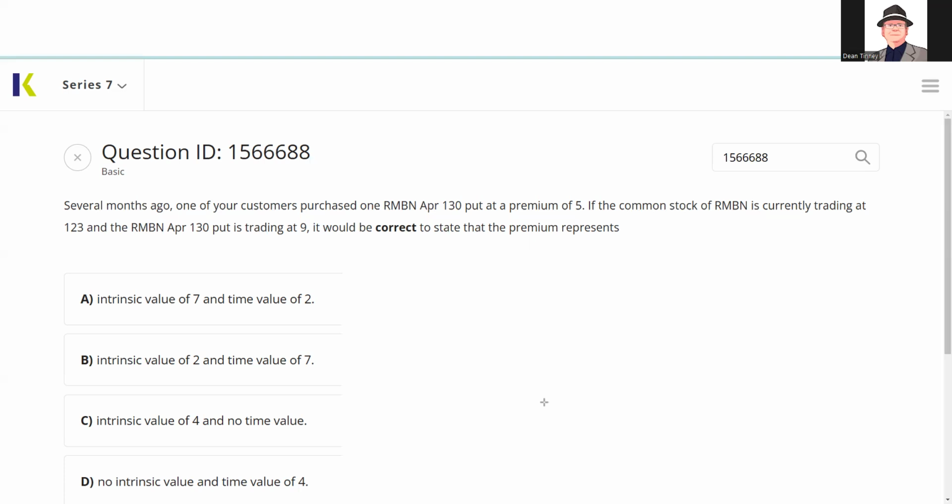All right, so that's important for us. Intrinsic value and the money are synonymous terms. I think intrinsic value is more important than time value on your test. And the reason I think it's more important is because this question could have ended several months ago. One of your customers purchased one RMBN April 30 put for a premium of 5. Several weeks later, with RMBN trading at 123, he closes out for intrinsic value. So I think that's much more important than time value.